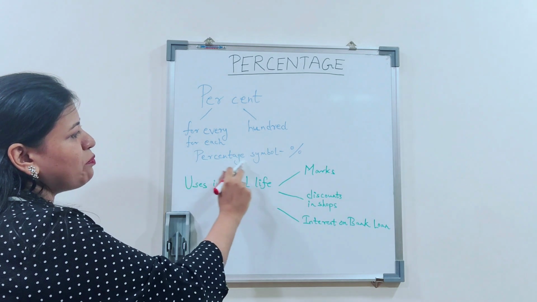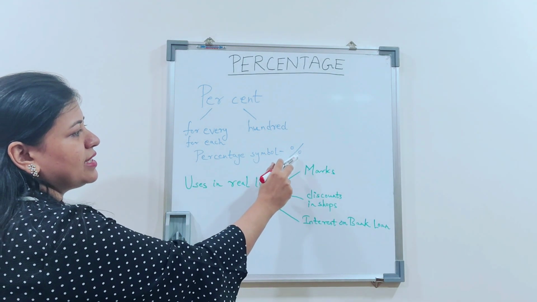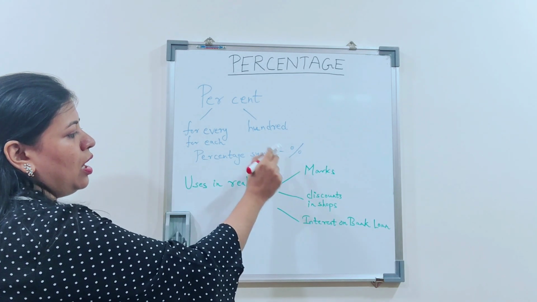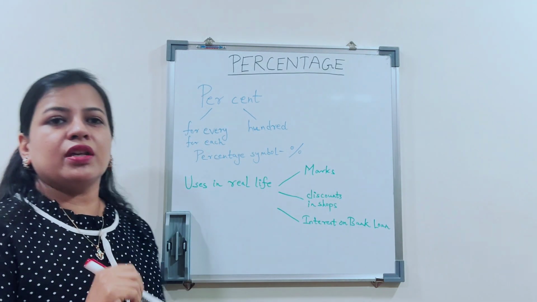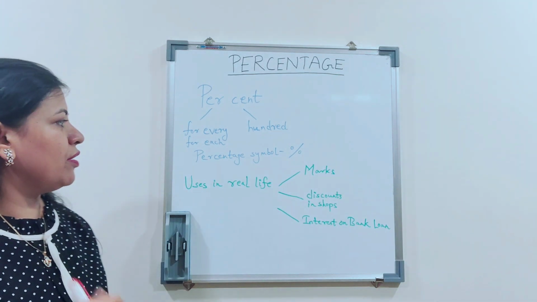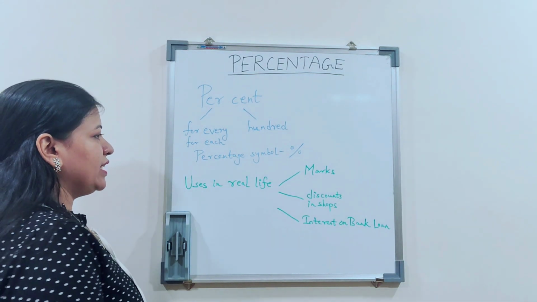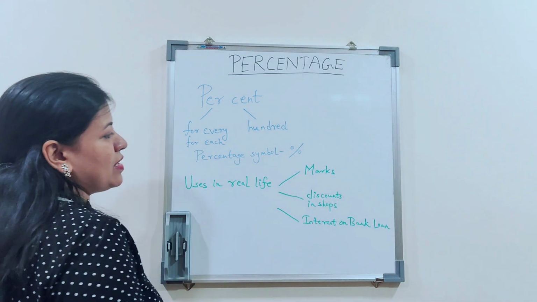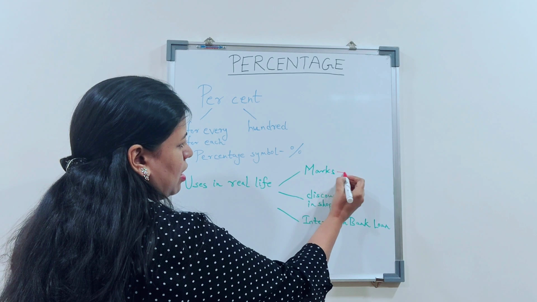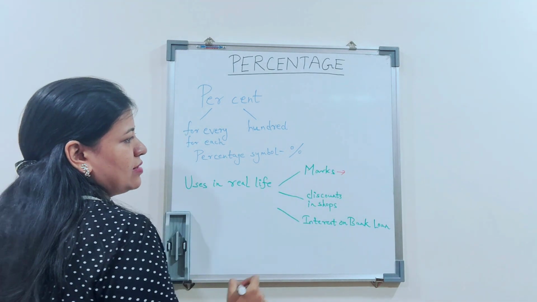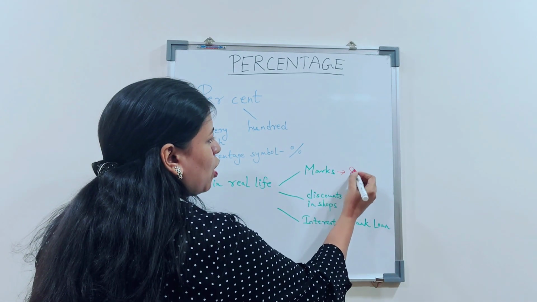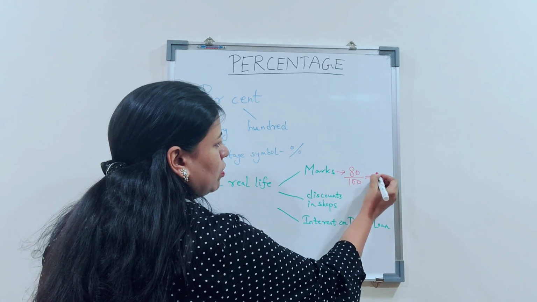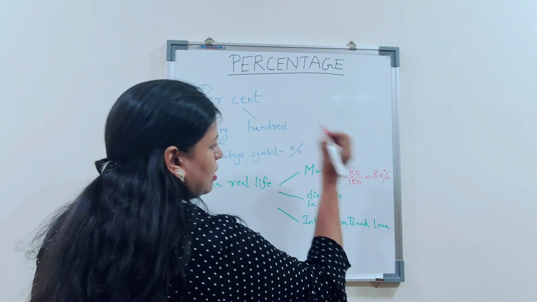It is represented symbolically using the percentage sign. So this is the sign of percentage. Now have you ever come across the uses of percentage in real life? Say for example, your teacher might have told you that you obtained 80% marks in mathematics. Now what does 80% mean? That means you scored 80 out of 100, which is equal to 80%.